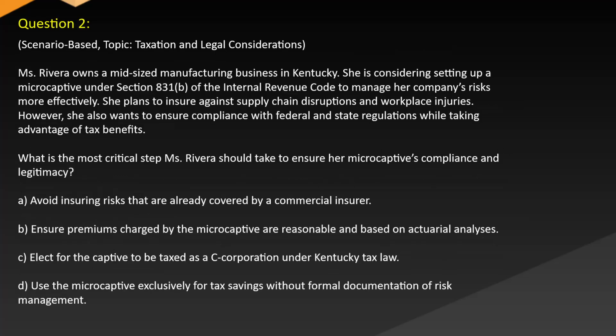Question 2. Scenario-based. Topic: Taxation and legal considerations. Ms. Rivera owns a mid-sized manufacturing business in Kentucky. She is considering setting up a micro-captive under Section 831(b) of the Internal Revenue Code to manage her company's risks more effectively. She plans to insure against supply chain disruptions and workplace injuries. However, she also wants to ensure compliance with federal and state regulations while taking advantage of tax benefits.